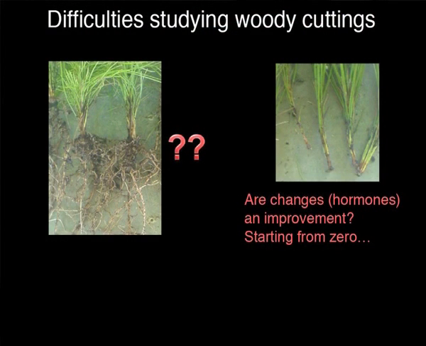The second problem is if you're trying to improve this, if you're changing something like hormones, for example, which is my own interest, how do you know you're making an improvement if you've got no roots? You might actually be making an improvement, but you're just missing something else. So this makes it a really difficult system to understand in terms of improving root development. So this is where model species come in.